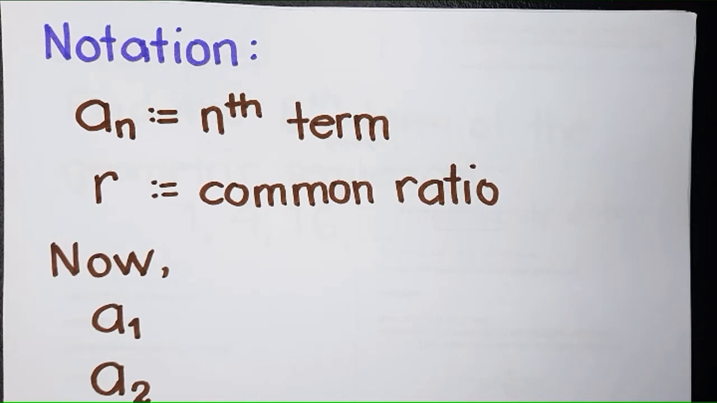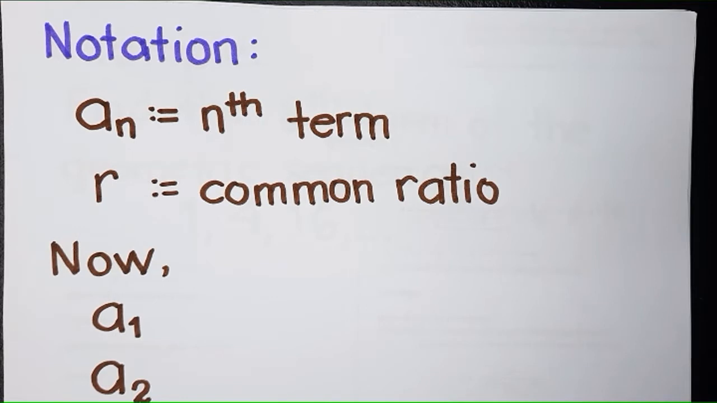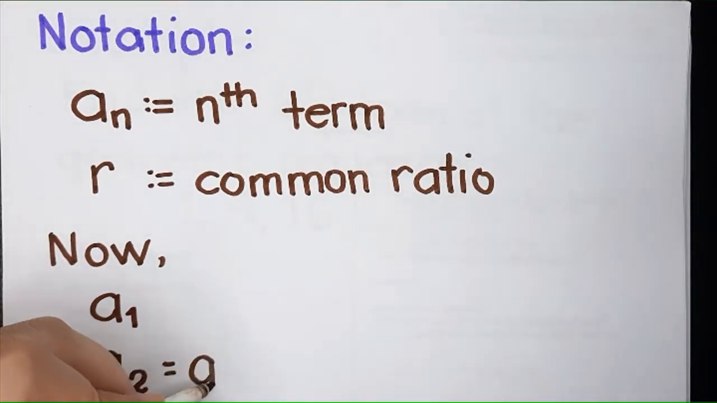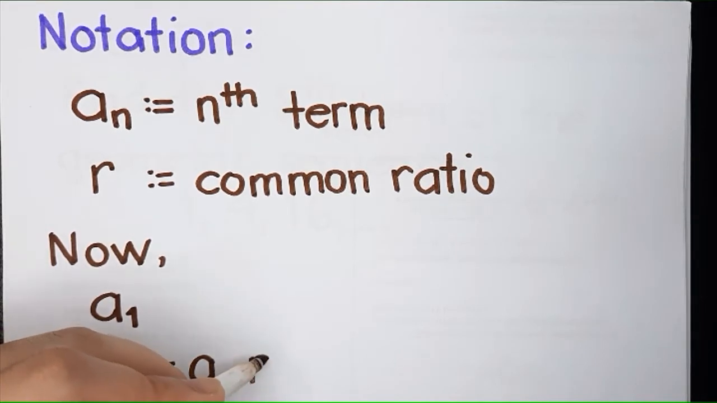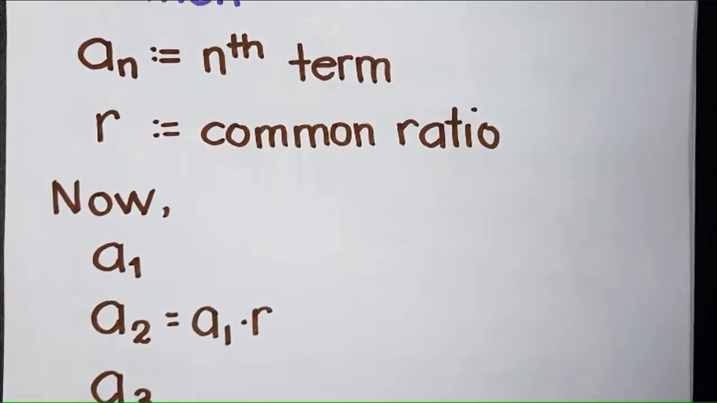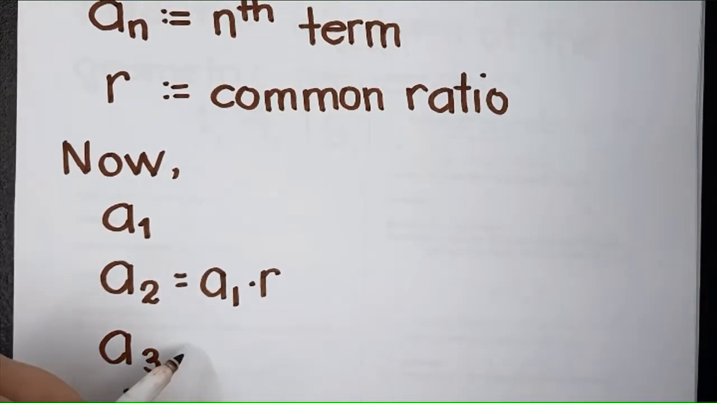Okay? So here, we're going to derive a formula na pwede natin gamitin to get the nth term of a geometric progression. Okay? So, here we have a sub 1, right? How do we get a sub 2? Sige nga, how do we get a sub 2? Diba? We simply multiply a sub 1 by r, right? Diba? That's how we get the second term. We simply multiply the first term by the common ratio. What about the third term? How do we get the third term?